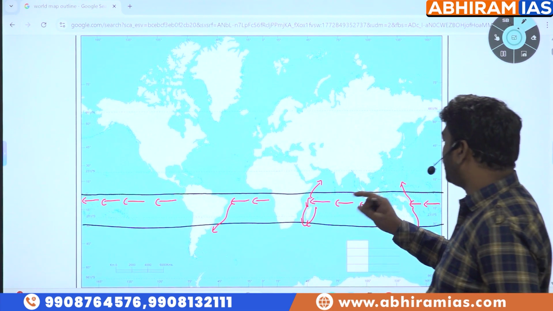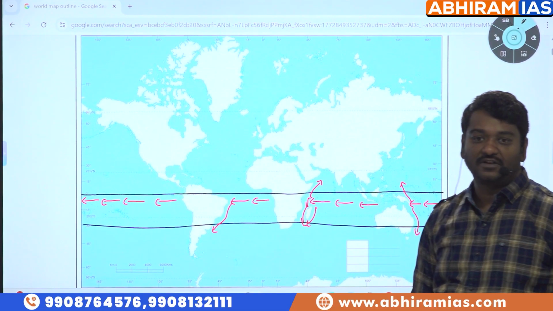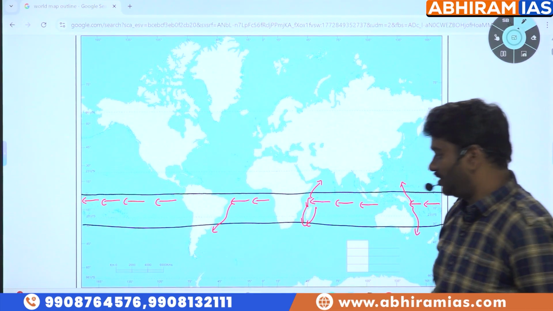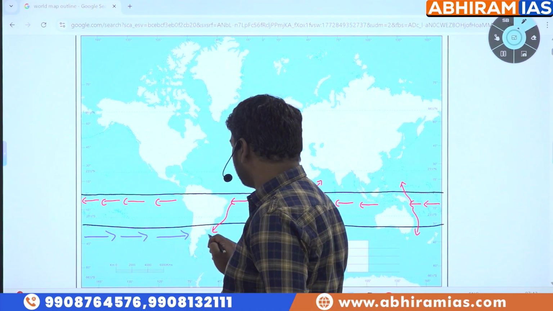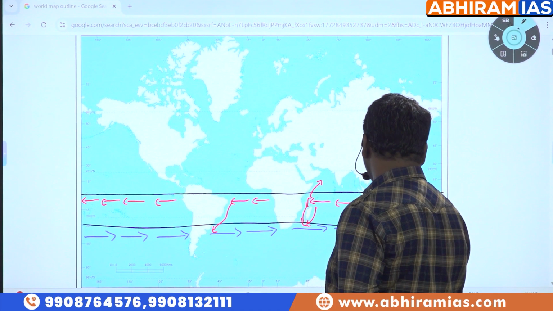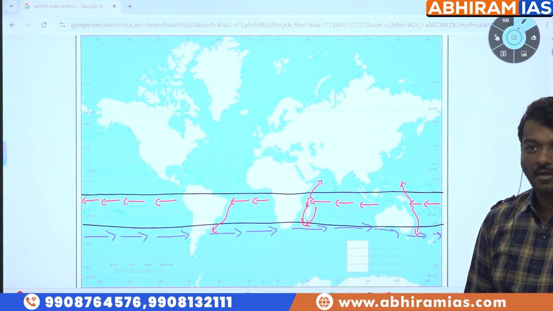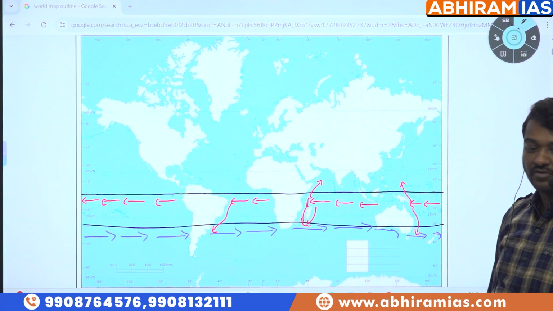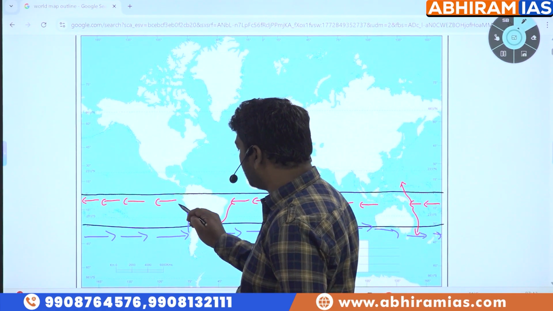Now, after crossing 30 degrees, can you tell which winds will blow? Westerlies. Westerlies will blow from where to where? West to east. You see here? West to east. Are you getting the point? First it went from where to where? East to west. Now it is going from where to where? West to east. Now you tell, after hitting, cold water starts coming down.